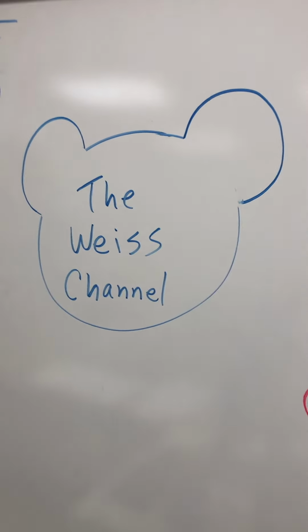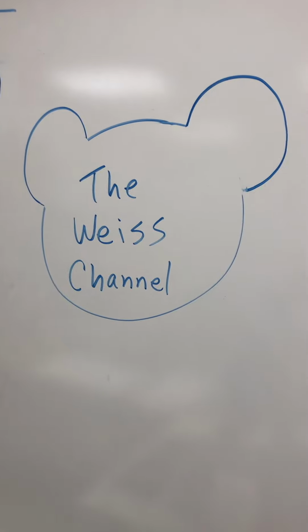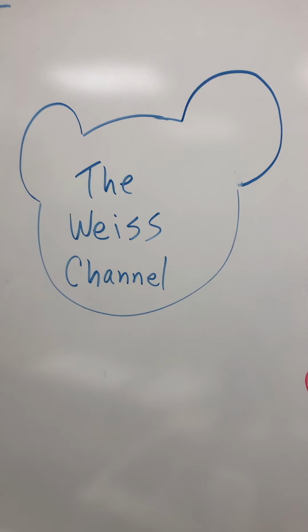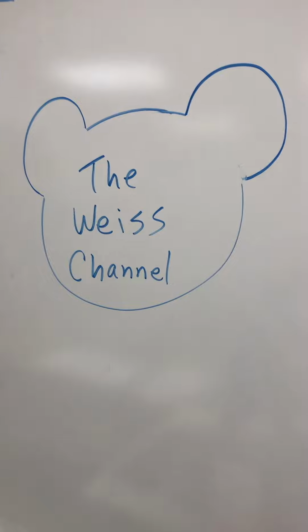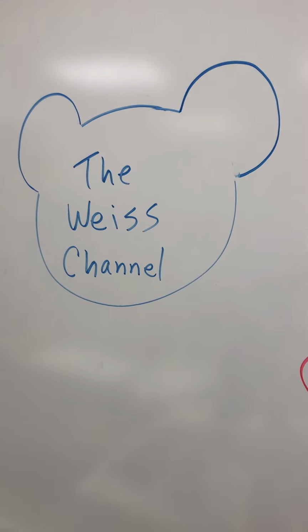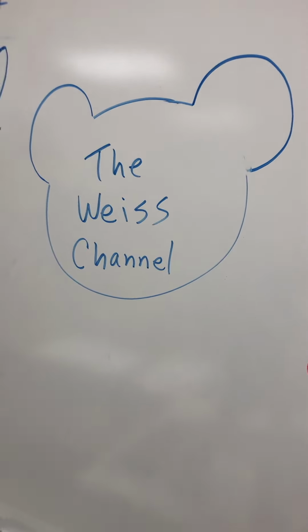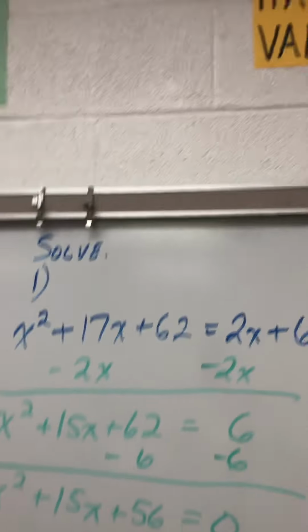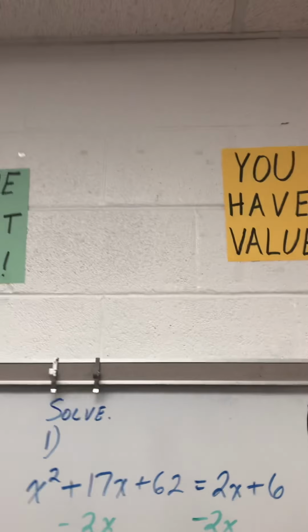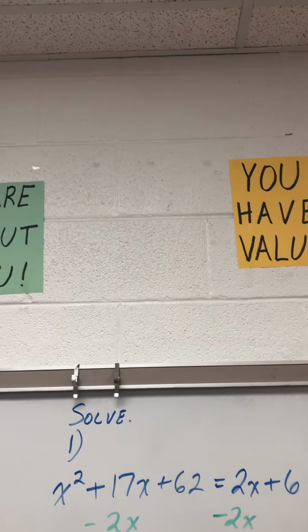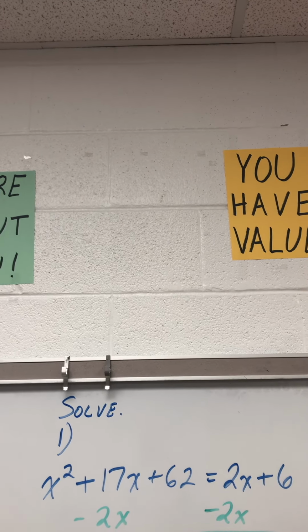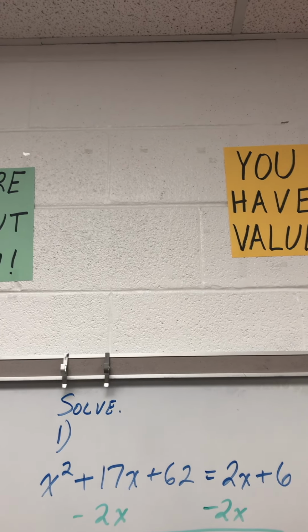All right, today we are adding to the zero product property by doing factoring first. In other words, here we have this problem. In order to factor, to solve, you have to have one side equal to 0.